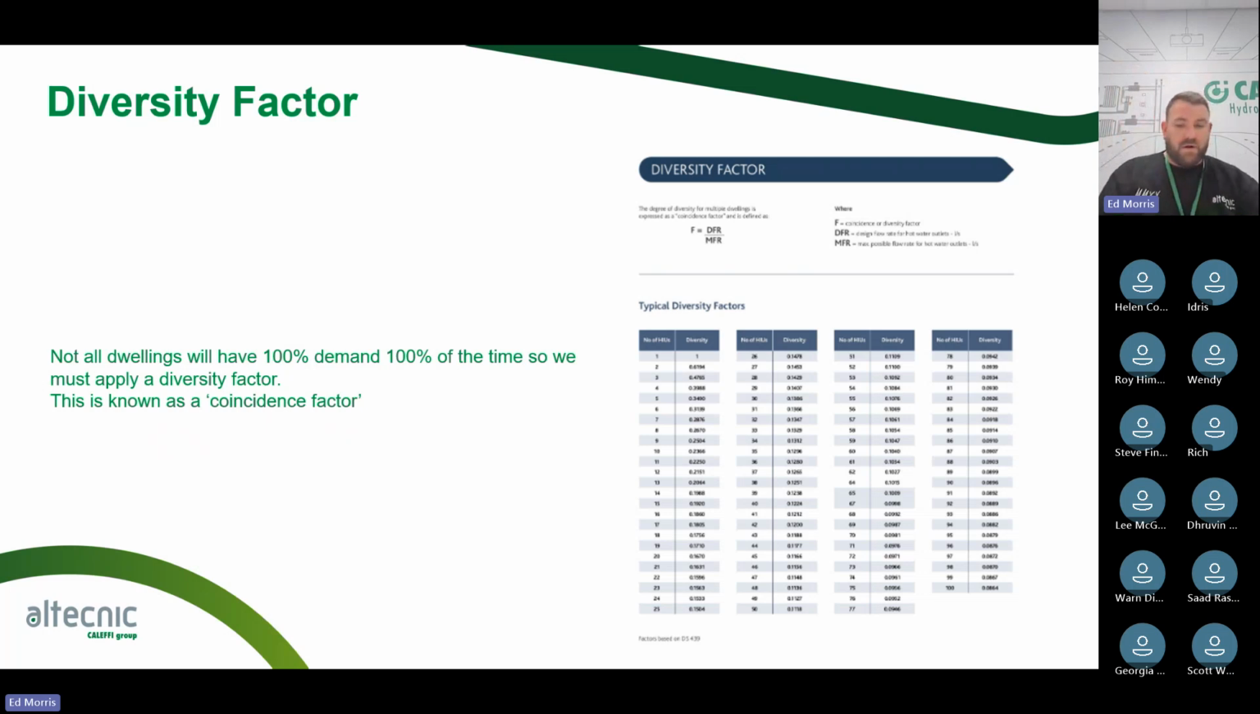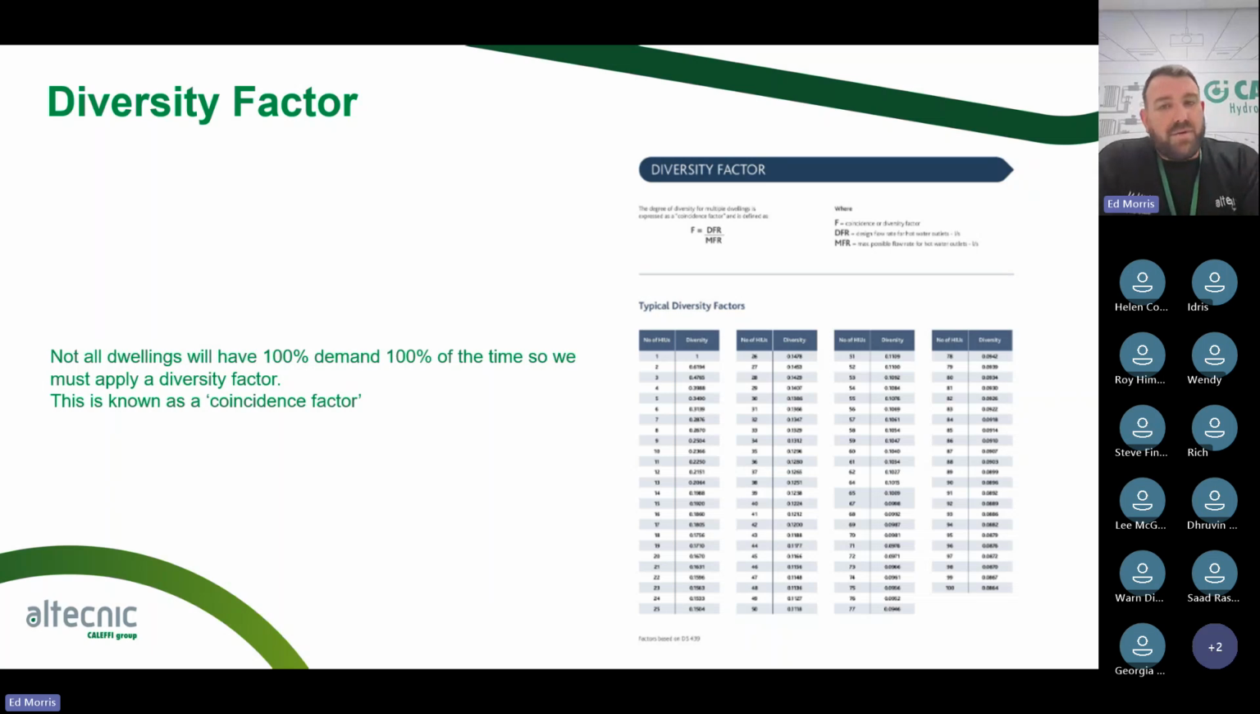If you imagine we have a block of 100 apartments, we then apply a diversity factor to that. All that diversity factor is, is the number of simultaneous outlets that are going to be open at any one time. There is an equation that we can work out, again based on CIBSE CP1. The bigger the apartment, the easier it is to apply a diversified load, because you've got a little bit more room for error. But the smaller the apartments, the more critical it is that those calculations are done correctly.